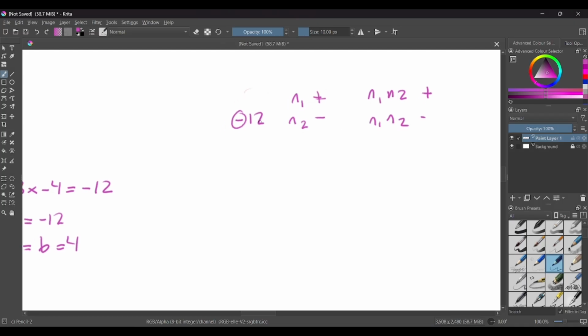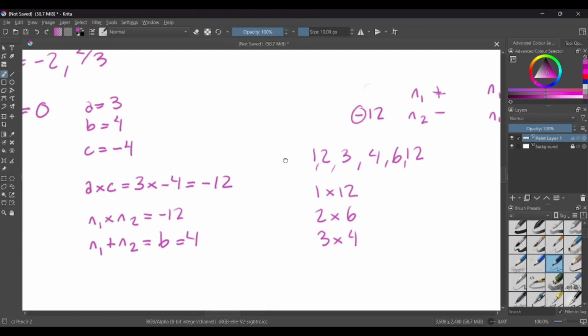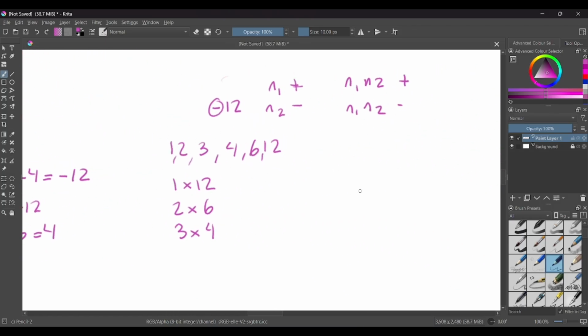So now when we factor negative 12, we get 1 times 12 is 12, then 2 times 6, then 3 times 4. So these are the factors. So we get these pairs: 1 times 12, 2 times 6, and 3 times 4. Now, taking into account that one of these is going to be negative and one of these is going to be positive, we can just look at these and try to add them together with one of them negative and try to equal the b term, which is 4. So we're trying to get 4.